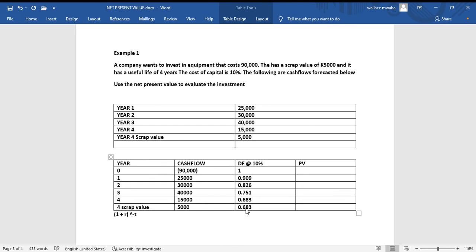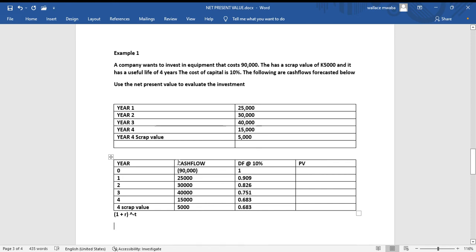Even for the scrap value, we're going to use the 0.683. If you do not have the tables, you can just say 1 plus 0.1, because that's the rate, 10%. You get 1.1. Then starting in year 0, you have 1.1 to the power negative 0, you get 1. 1.1 to the power negative 1, you get 0.909. 1.1 to the power negative 2, you get 0.826, and so on.